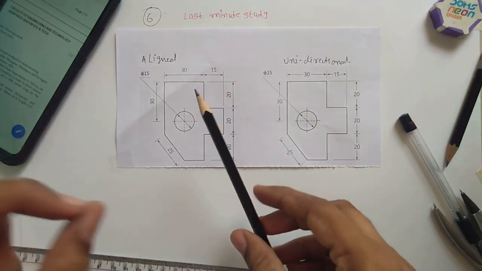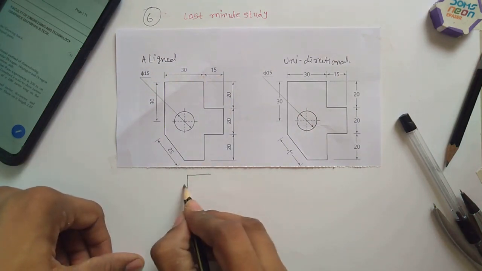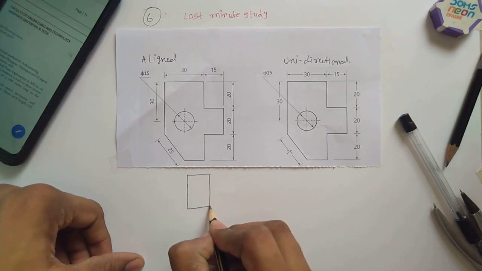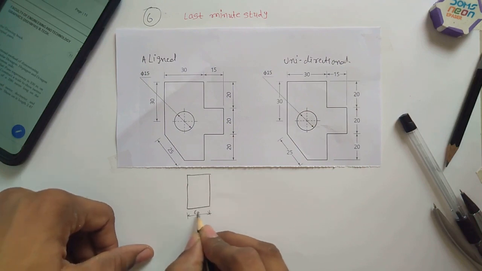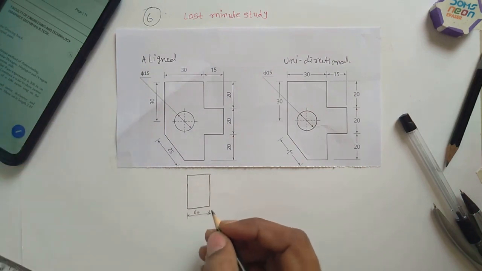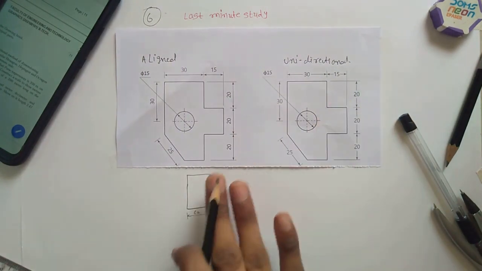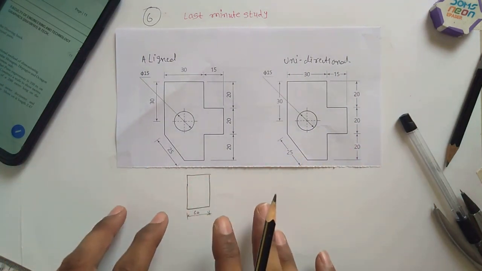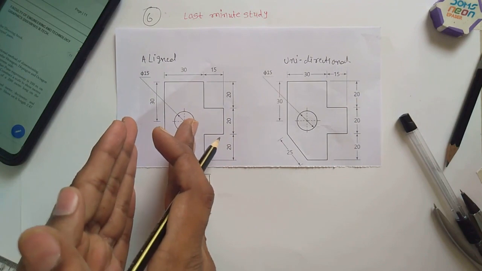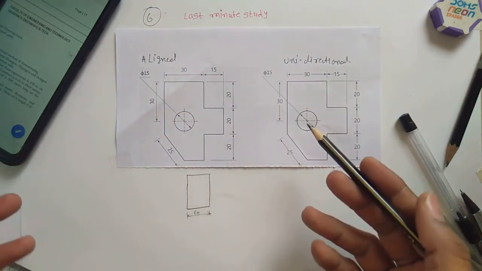Now what is dimensioning? If you construct any structure, you have to mention the dimensions of it. To mention the dimension, you have to follow certain rules to write down the dimensions. So you can follow either the aligned method or the unidirectional method in your drawing. You cannot combine both of them in one drawing. You have to use the aligned method or the unidirectional method individually. So what is the difference between them?